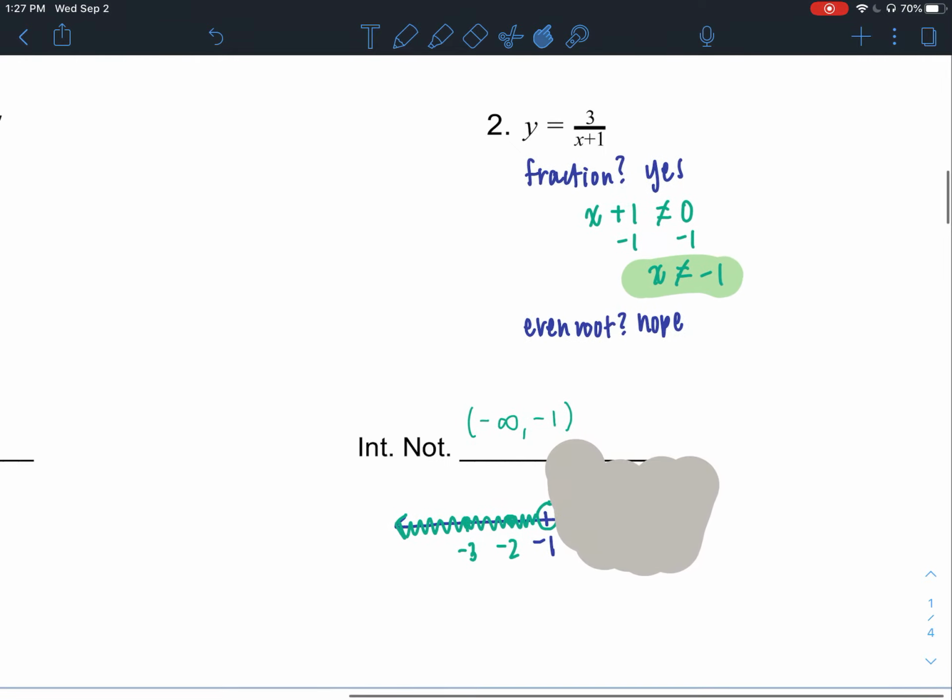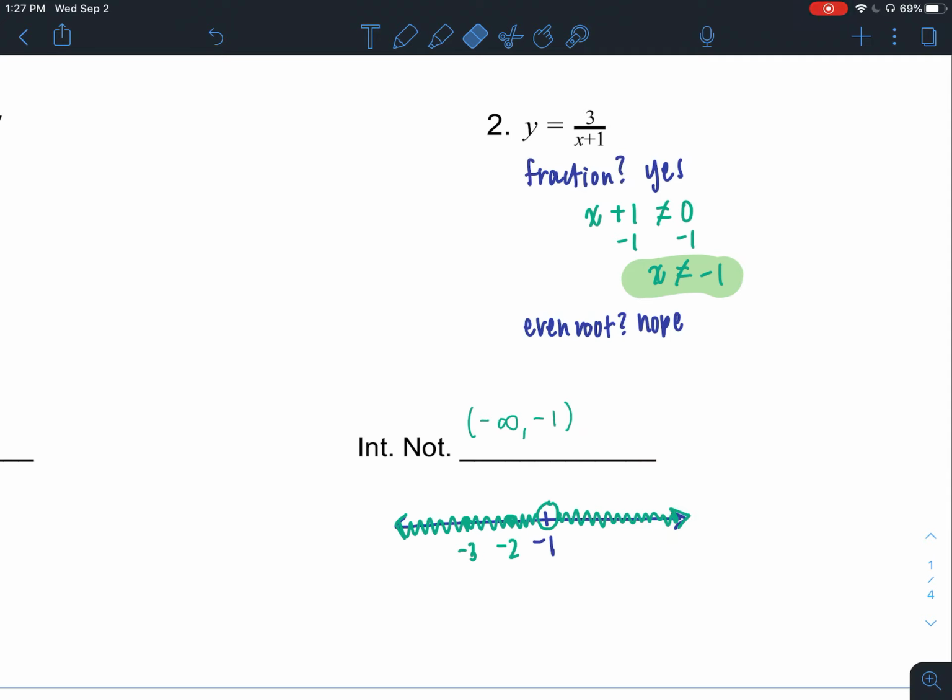Then, let's see. Oh, that was perfect. Okay, so then it's going to be everything to the right of -1, not including -1, all the way up to infinity. So we have these two pieces that don't connect. So we write two different parts and then put the union symbol between them.